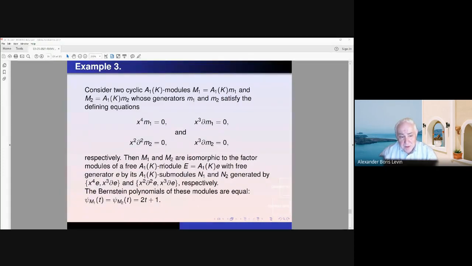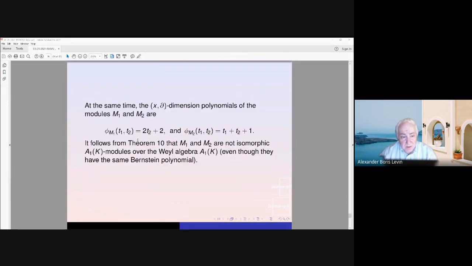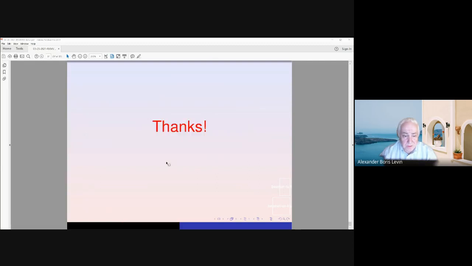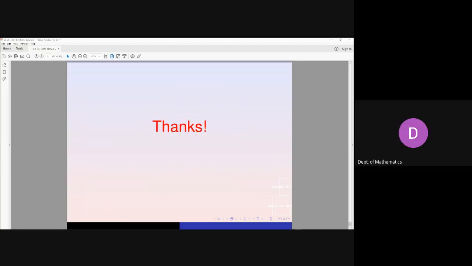However, if you compute the bivariate dimension polynomial, in the first case you have 2t plus 2, and in the second case it is this. You see here the invariants 1 and 1, the coefficients of t1 and t2. Here, zero is the coefficient of t1 and two the coefficient of t2. So clearly, they are not isomorphic. So computing these polynomials allows us to solve this isomorphism problem. Okay, I will stop here. Thank you very much.